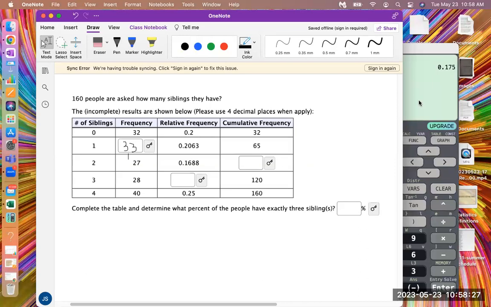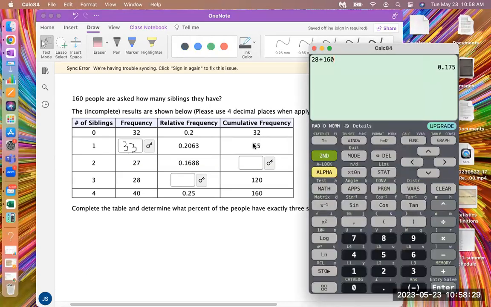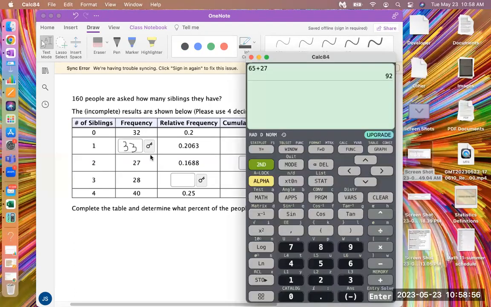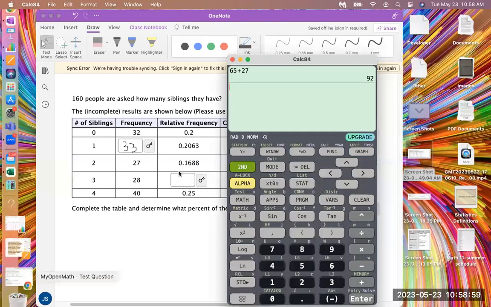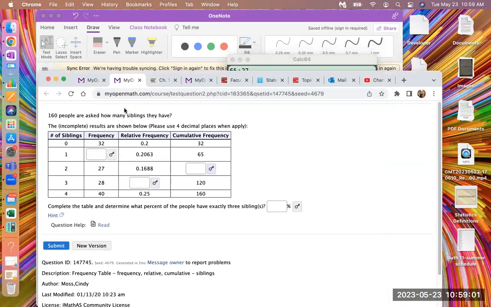A faster way would be to just see, this is the cumulative frequency for 1. This is how many people had 1 or fewer siblings, which was 65. And we can just add now the frequency of people who had 2 siblings. That would give us the total number of people who have 2 or fewer siblings. So I'm just going to do 65 plus 27. And we get 92. Let's just double check our answer here. Yes, that answer was 92.